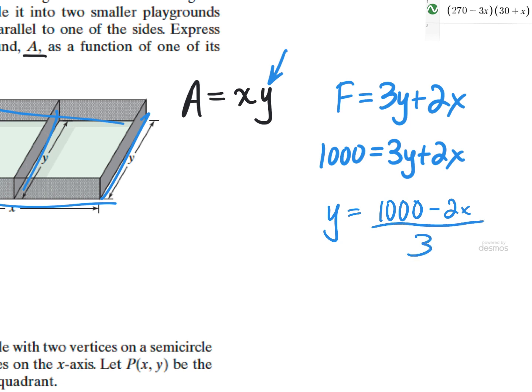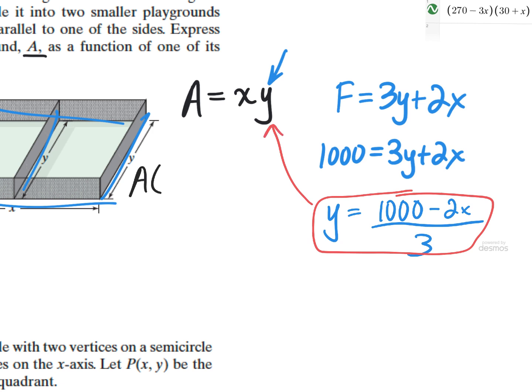Now, just like a problem we would see back in Algebra 1 or Algebra 2 with a system of equations, we're going to take that quantity and plug it in for y. Now, we'll have an area function as a function of a single variable. It will be x times (1,000 minus 2x) over 3.